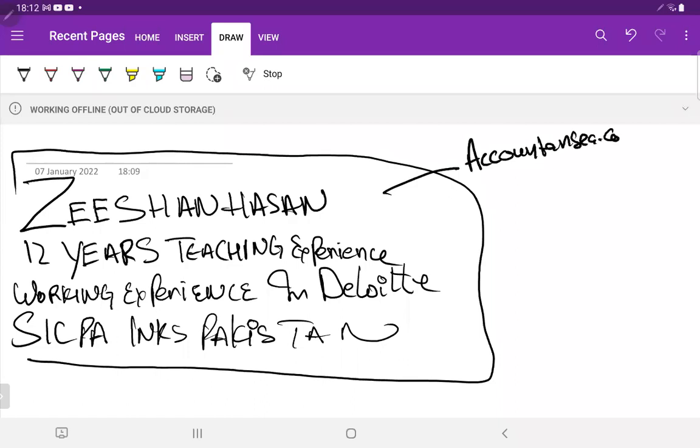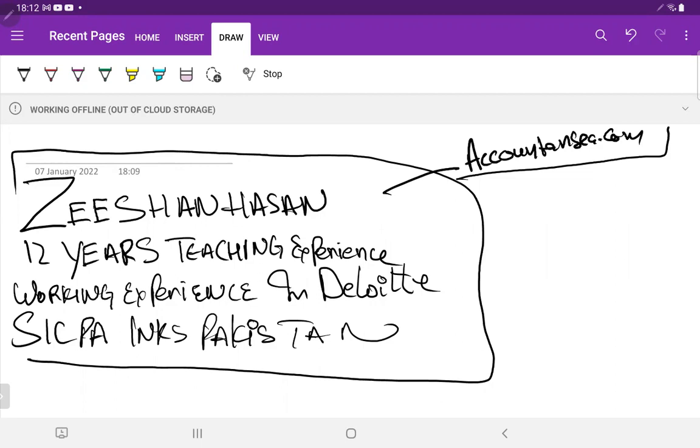Till now I have more than 12 years of teaching experience overall in ACCA, and as far as finance reporting in particular is concerned, I'm teaching finance reporting for more than 10 years now, and that means I have experience of teaching the finance reporting paper for more than 20 exam sittings till now.